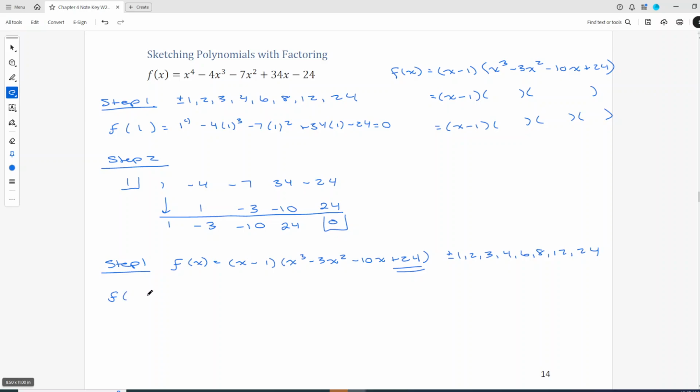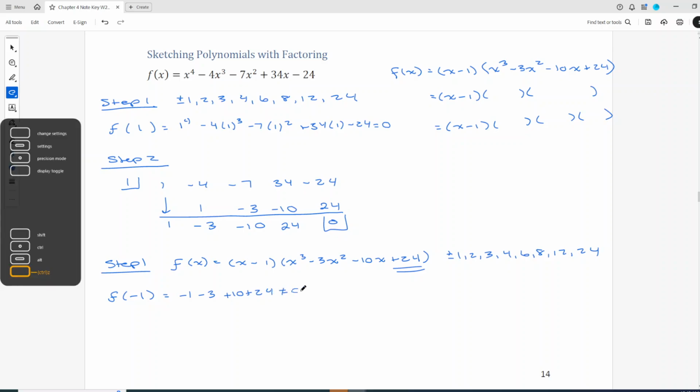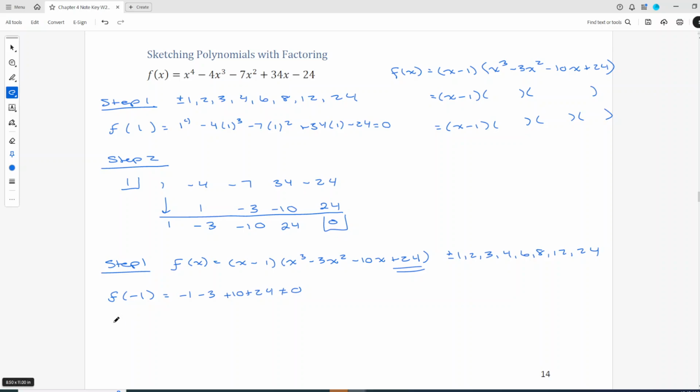So F at, now again, always give yourself a bit of a leg up. So we've got this positive 24 we need to balance. I really don't think negative 1 is going to work, but I'm going to try it. So that's going to give me negative 1 cubed, which is negative 1, minus 3 times negative 1 squared is minus 3, and then I'm going to have, ooh, right, I should have looked at that. Negative 10 times negative 1 is positive 10, and a positive 24. Okay, I failed. That's okay, it happens. It doesn't equal 0.